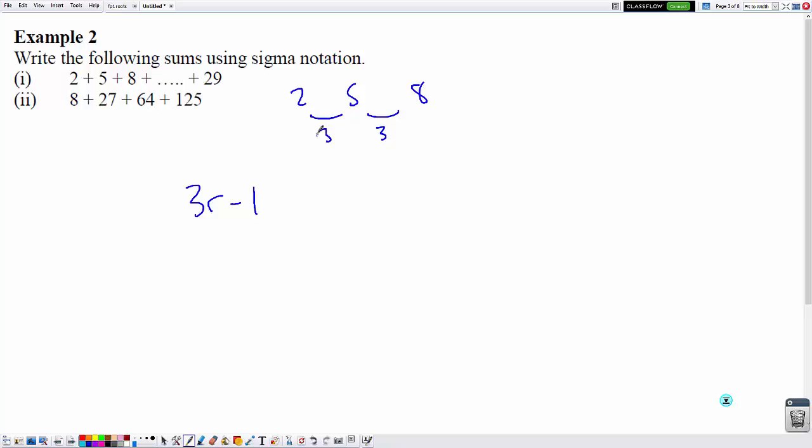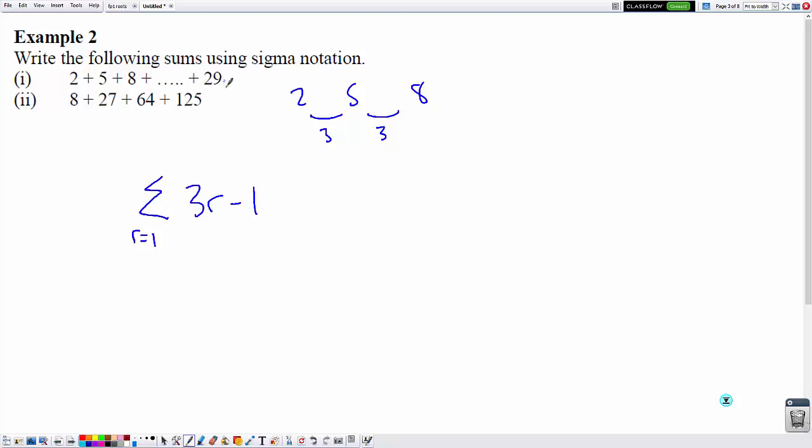You could have done it differently. If you want to say, okay, r here is 1, 3 times 1 is 3, so I have to take away 1 to get 2. Anyway, this is just your nth term, GCSE maths, or actually Key Stage 3 maths. So I've got 3r minus 1. Now I'll put sigma there. Now I need to know what my values go from. So what's my lowest value? So r equals, well, how do I get 2? Well, 3 times 1 minus 1 gives me 2, so r equals 1.